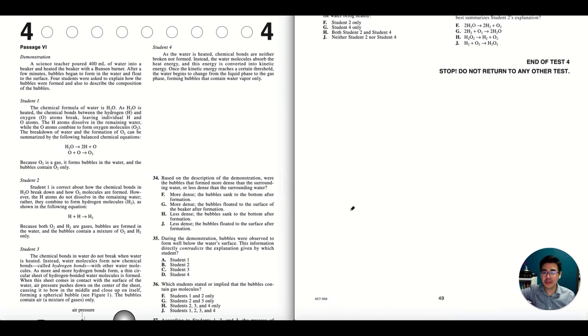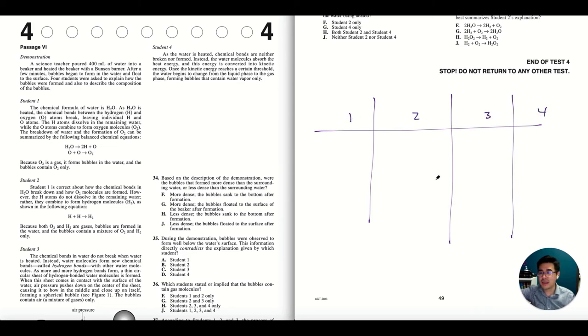So what I normally do in the reading one is I'm going to just make a big old table here and then just start taking notes, taking notes, taking notes. Student 1, student 2, student 3, student 4. Okay, what are they saying? The chemical formula of water is H2O. H2O is heated. The chemical bonds between the H and the... Okay, so heat, and then the bonds break, leaving individual H and O atoms. So here's an H atom, here's an O atom.